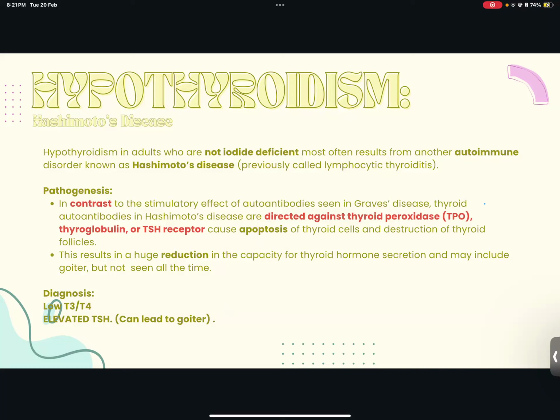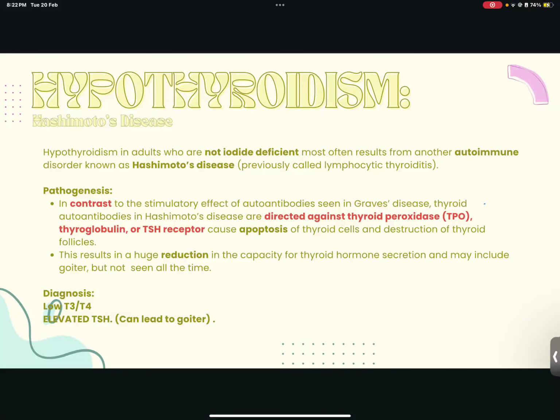And the pathogenesis of Hashimoto's disease is that basically you're going to have autoantibodies again. But in this case, the autoantibodies in Hashimoto's disease are going to be directed against peroxidase. And if you remember who peroxidase was, he was our clownzyme, the one who was responsible for OOC, oxidation organification coupling. So if the thyroid autoantibodies are directed towards TPO, then you're not going to have formation of thyroid hormone, right? And they could also be directed against thyroglobulin or the TSH receptor. The end result of this is that it causes apoptosis of the thyroid cells, or the follicles of the thyroid to be destroyed.